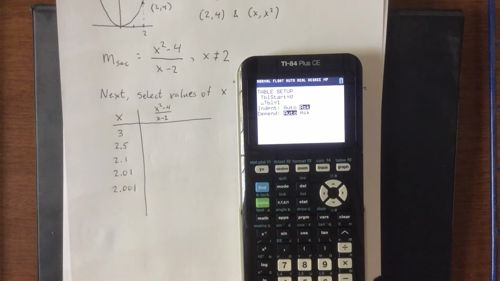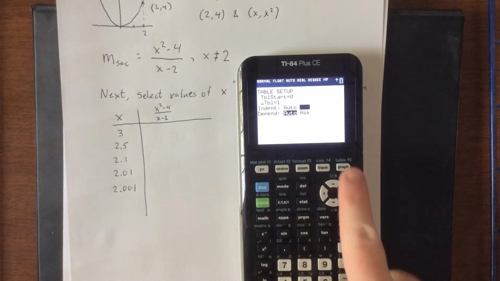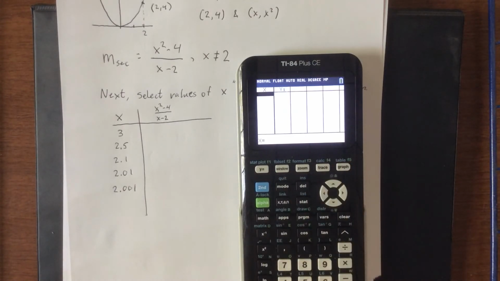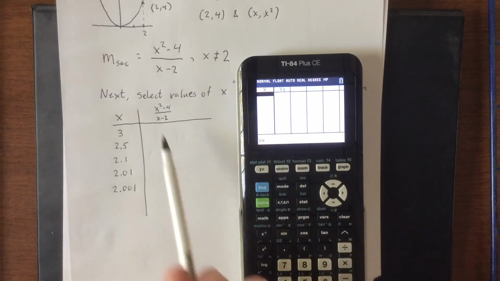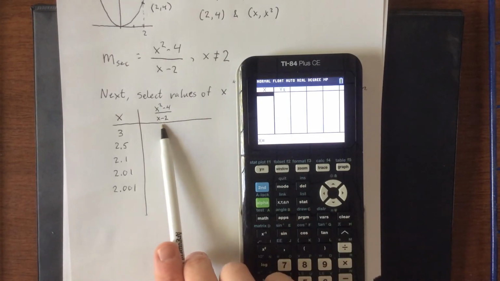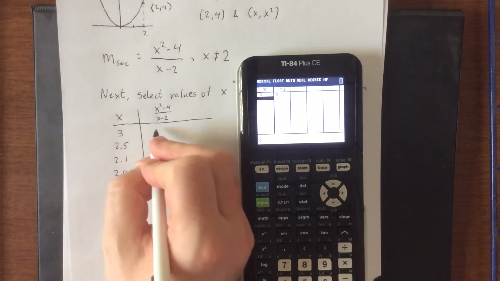What that allows you to do, or what the calculator will now do, is ask you to provide it values that you'd like to plug into this expression. Now that takes place in the table menu. Table menu is accessed by pressing second, followed by graph. You're now in the table menu. You can input whatever value of x you want, and it'll tell you the corresponding value of this expression that you plugged into the graphing calculator. So we'll start with x equals 3, and press enter. We get that the corresponding slope would be 5.